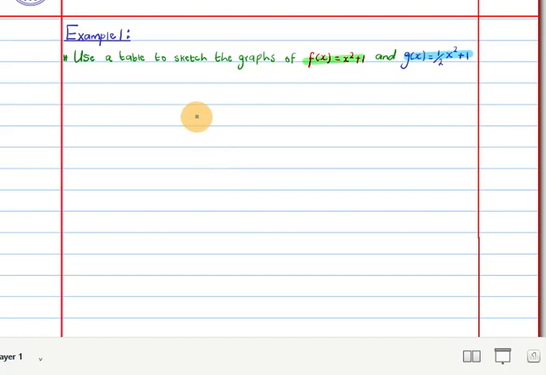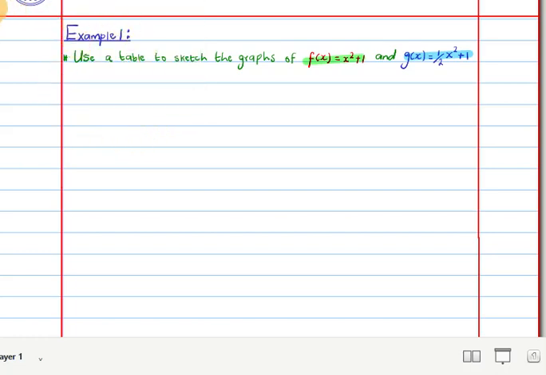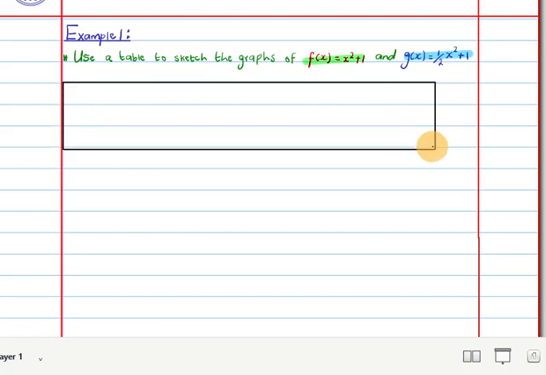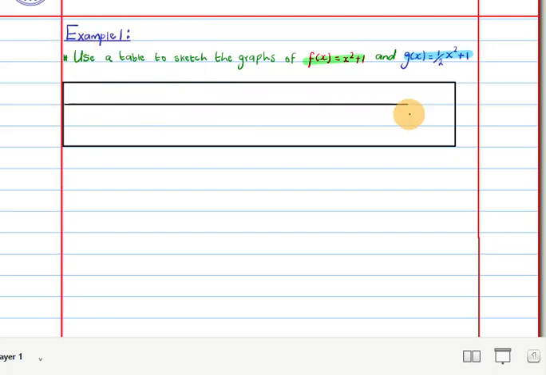How do you use a table to sketch a graph? This is what you do. Let me draw my table. Here's my table.